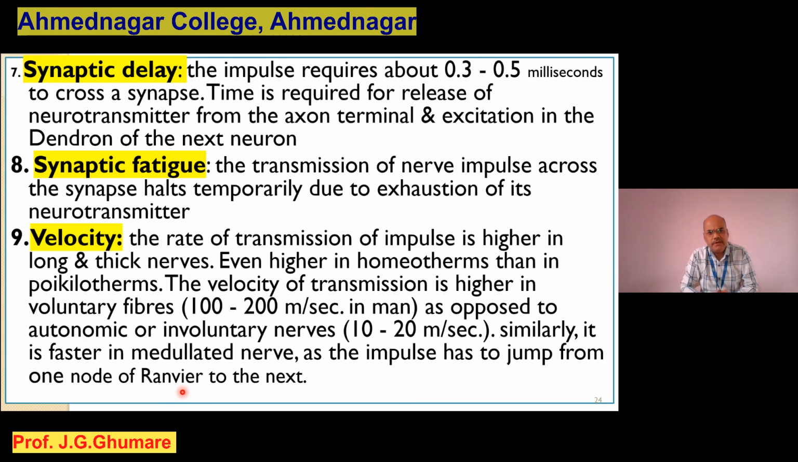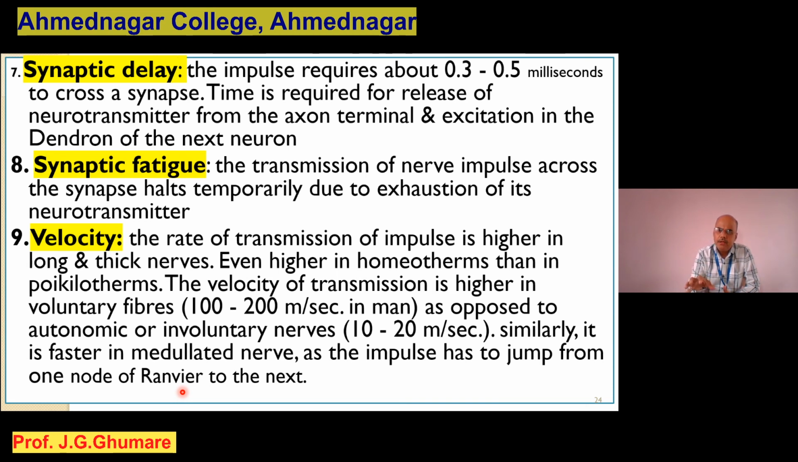And the last one is velocity. The rate of transmission of impulse is higher in a long and thick nerve. Remember, the nerve starts all the way from here and goes to the brain. If it is long and thick, it will have more velocity. Remember two terms that I am giving: it is even higher in homeotherms than in poikilotherms. We studied this in relation to classification.